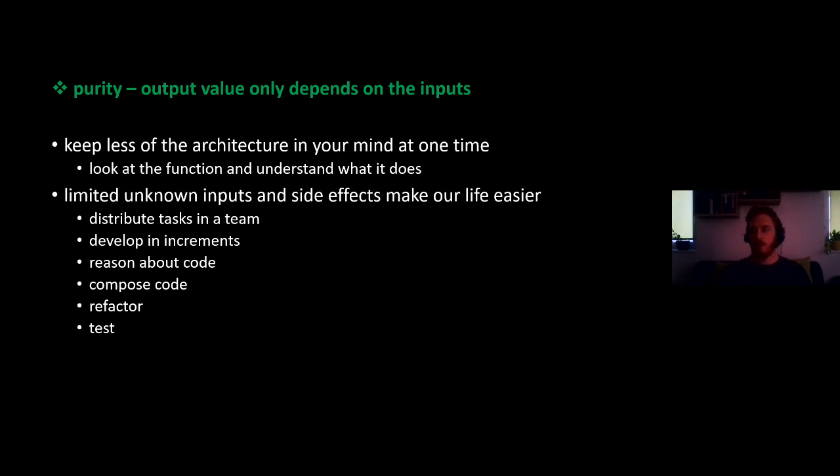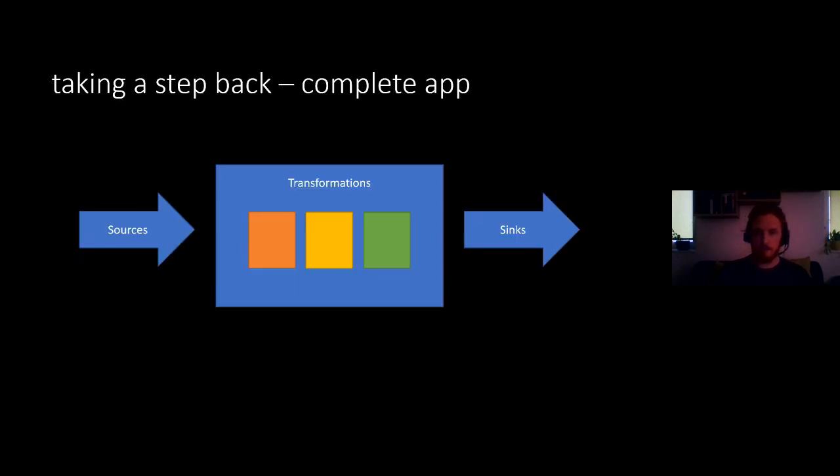It is easier to distribute tasks in a team if every team member only needs to write a pure function. We can develop in increments. We can just add and add pure functions continuously, and as long as they are pure, there is no weird, strange behavior at a distance happening. It's easier to reason about the code, to compose the code, to refactor, and to test it.